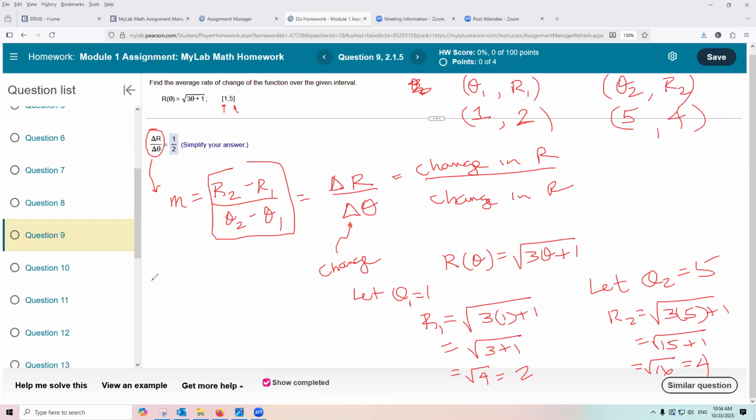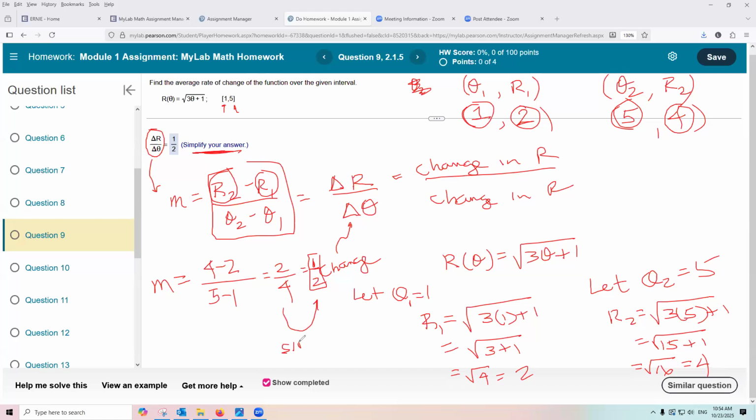All right, I'm ready to plug into the slope formula. We need r sub 2 minus r sub 1. That's going to be 4 subtract 2 over theta sub 2 minus theta sub 1. That's 5 subtract 1. So that's a 2 over 4. I'm getting the answer 1/2 then for the slope. So the average rate of change here is 1/2. By the way, notice they say simplify your answer. That means simplify fractions. So be sure that you simplify fractions here as needed.